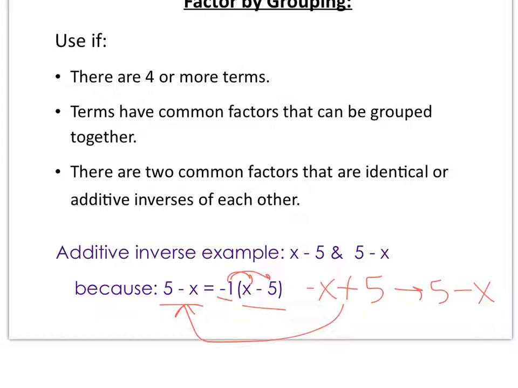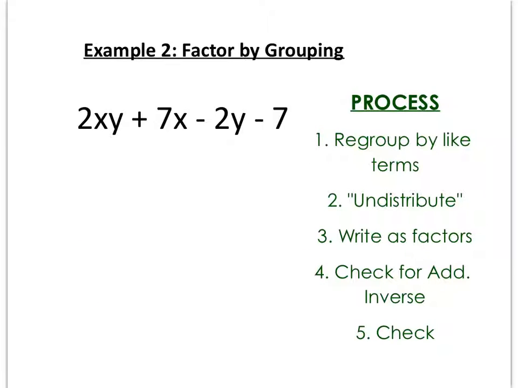So please make sure you jot down these notes because it's important to know when you need to factor by grouping. Now let's look at an example of factor by grouping. So the process we will use is to 1, regroup by like terms, 2, undistribute like we did in the previous examples, 3, write as factors, 4, perhaps check for an additive inverse, and 5, check your final answer, perhaps by foiling. So I'll write down FOIL right next to that just to remind us.